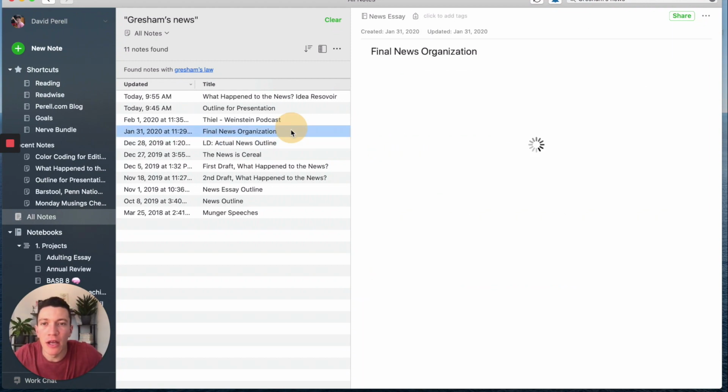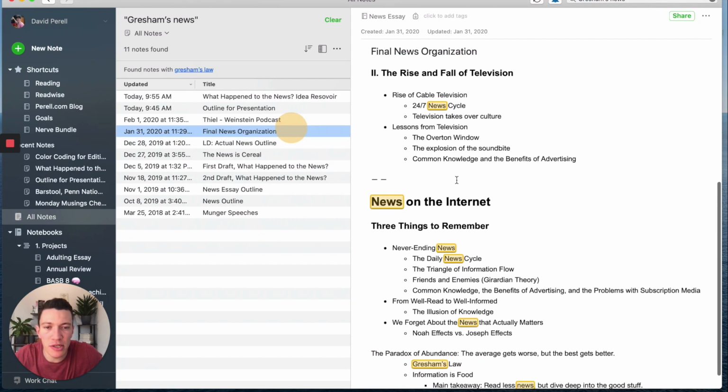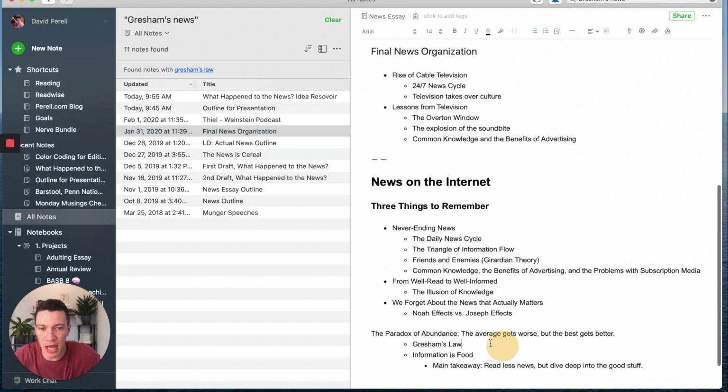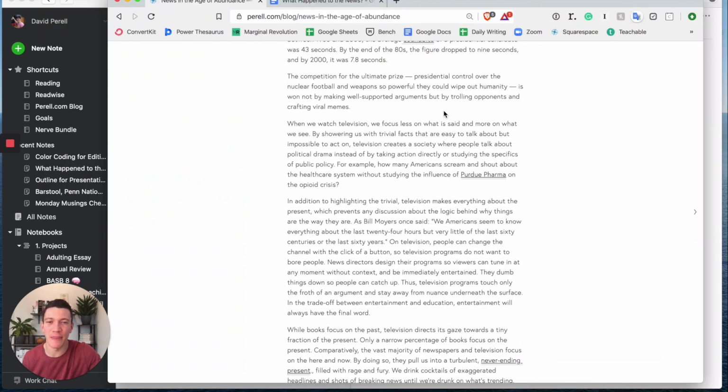So then you'll see in the final news organization, this is what I end up using. I have Gresham's Law here, and you'll see it's actually under this idea called the paradox of abundance. So this, my friend, is where things get interesting.